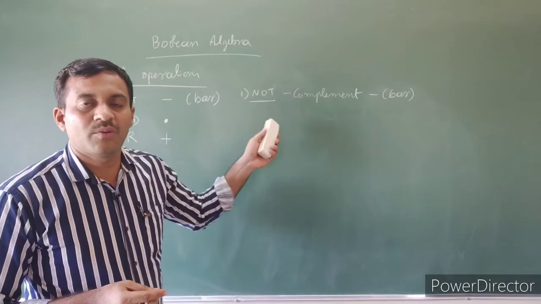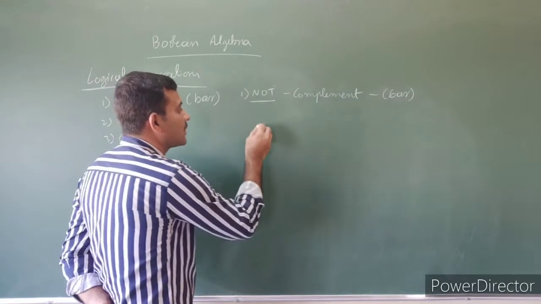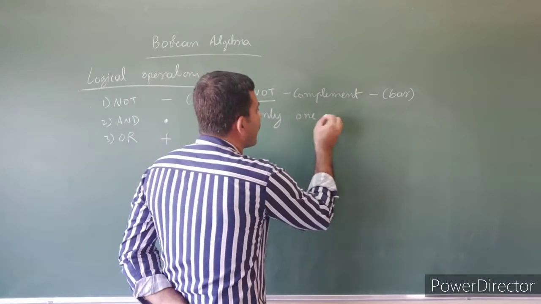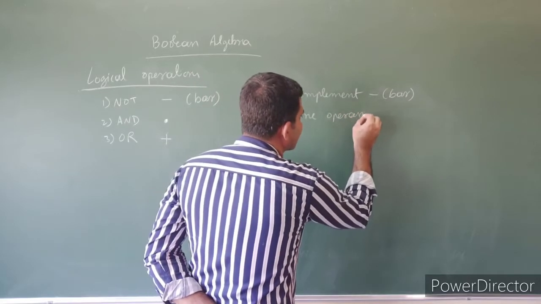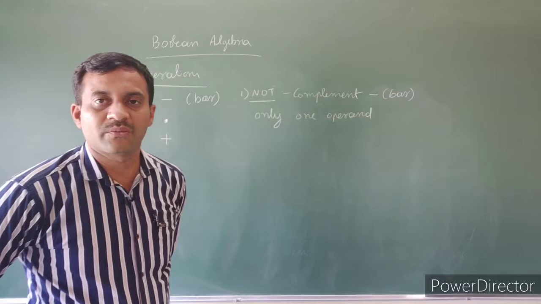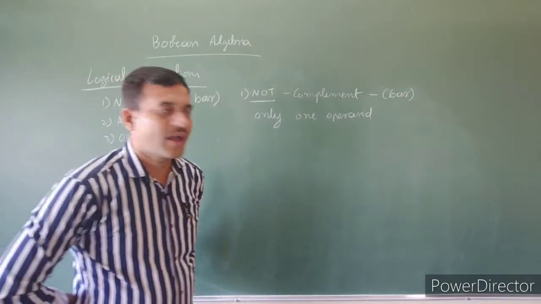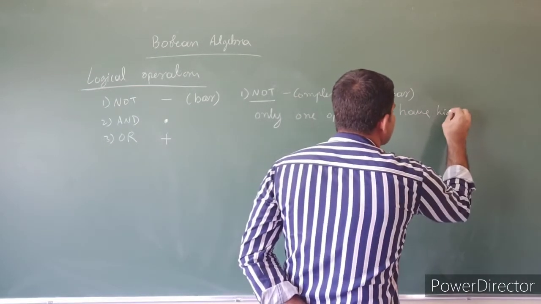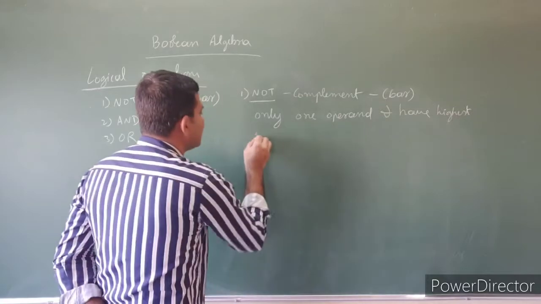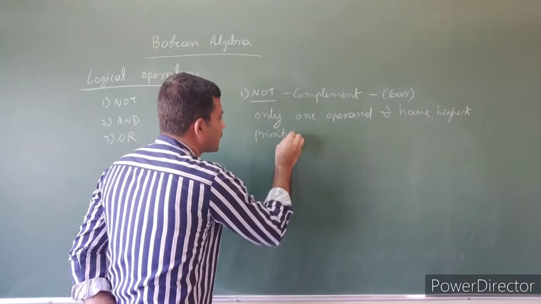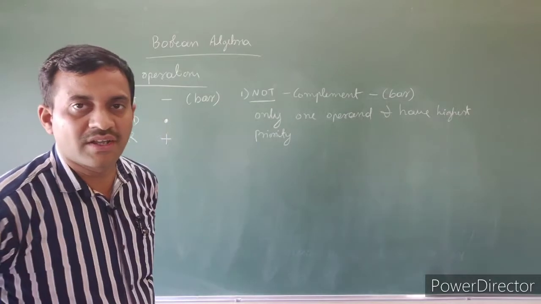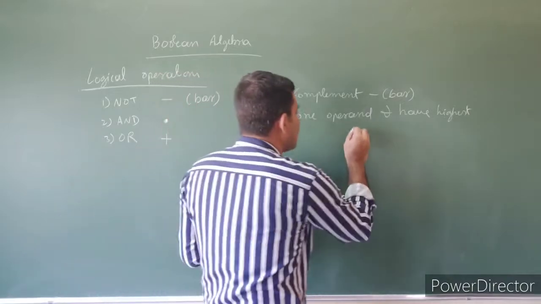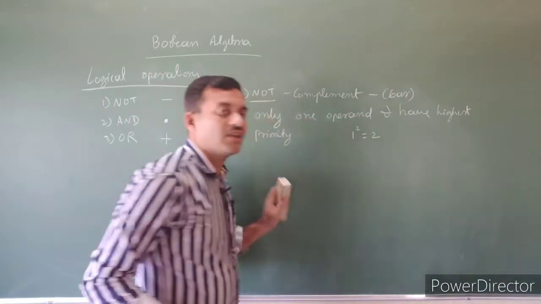See the combination of the complement operator. The NOT operator works with only one operand, and the NOT operator has the highest priority. Here it works with only one operand. With only one operand, that is 2 raised to 1, there are 2 possible combinations.